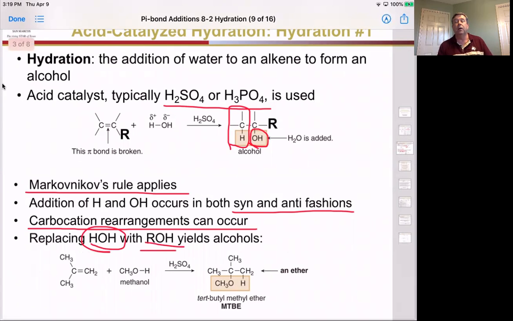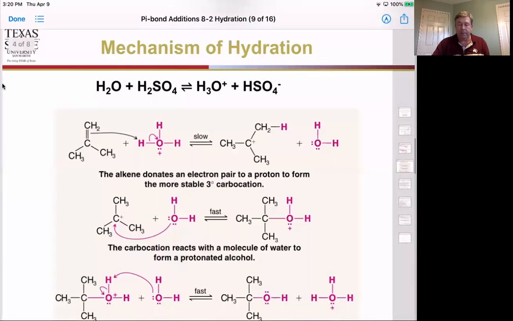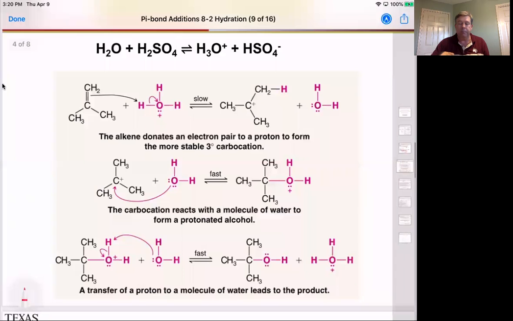Okay, so if you replace water right here with an alcohol, the same mechanism applies. You get protonation of the double bond generating the carbocation, and then you get attack of the carbocation by the alcohol yielding an ether here. So the same mechanism applies for both the ether and the hydration. So let's take a look at that mechanism.